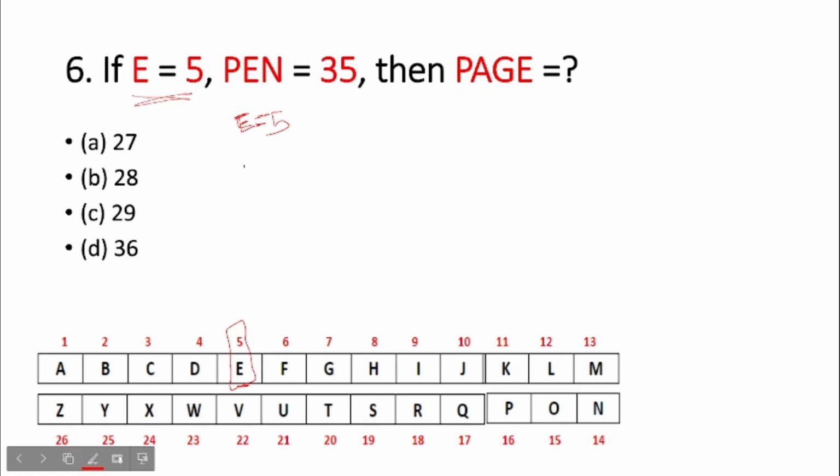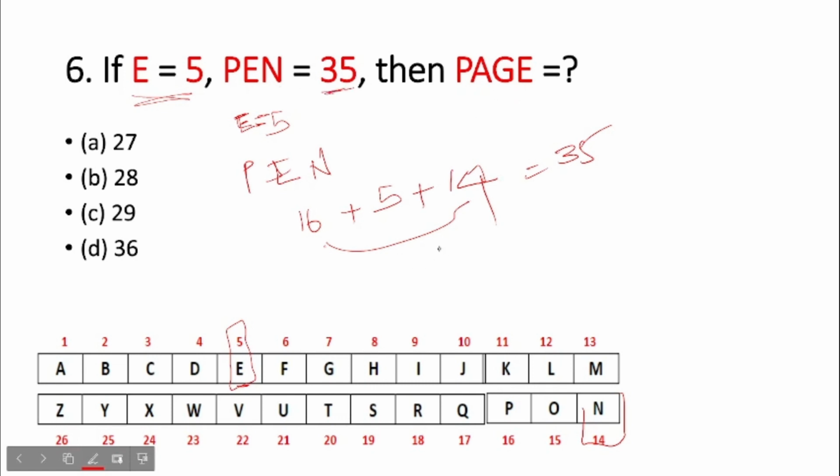So if you consider pen, P, E, N, the number in which P comes is 16, E is 5 and N is 14. If you add all of them, we will get 16 plus 14, 30. 30 plus 5, 35. So pen is equal to 35.